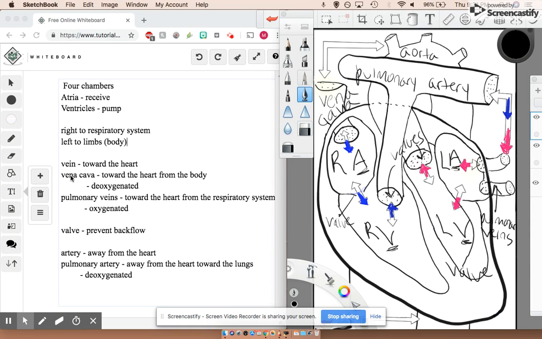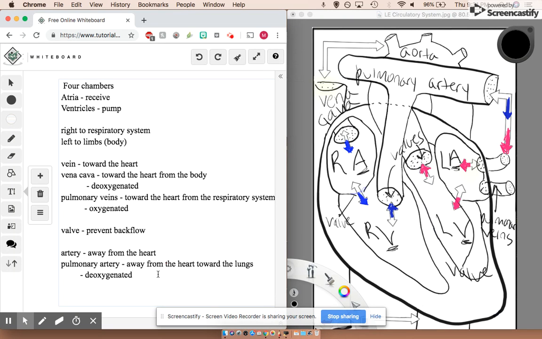The aorta is an artery, and it brings blood away from the heart toward the body, the limbs. It's on the left side, and it's going away from the heart. We also know that it's toward the body because it doesn't have the word pulmonary in it. It better be oxygenated because it's bringing blood to our cells. And one more final way we know that it's going to the body, again, is because it's going up and down.